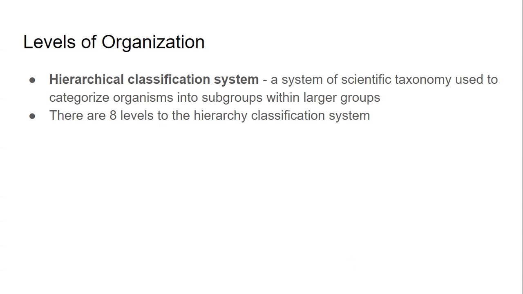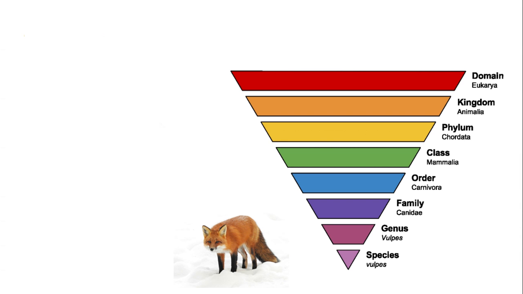And then there are going to be 8 levels to this hierarchical classification system. This is probably the most important thing for you to learn: what these 8 levels are and how they're different from each other. So these are the 8 levels of categorization that we're looking at. On the right hand side here, the ones that are bolded are the name of that specific level. You're going to want to write these down for sure. So domain, kingdom, phylum, class, order, family, genus, and species. Those are the 8 levels of classification that scientists use.